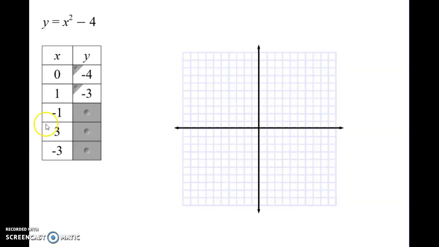Next one, don't be fooled, because a -1 squared is a +1, and 1 minus 4 is a -3. 3 squared is 9. 9 minus 4 is 5. A -3 squared is 9, and 9 minus 4 is 5. Noticing a pattern?